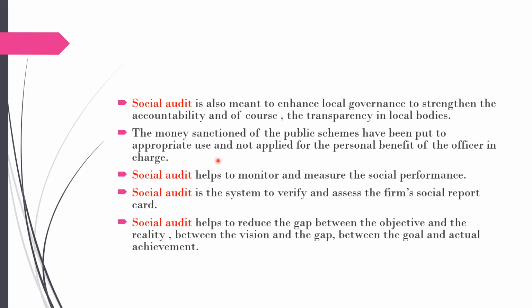What usually happens, right? Whatever money has been sanctioned for the public scheme, has it actually been put to proper use, and not to some personal benefit of the officer there? This is what social audit audits, right? Social audit helps to monitor and measure the social performance. Again, social performance from the point of view of people, what has been done. It monitors it, it measures it, and then it reports.